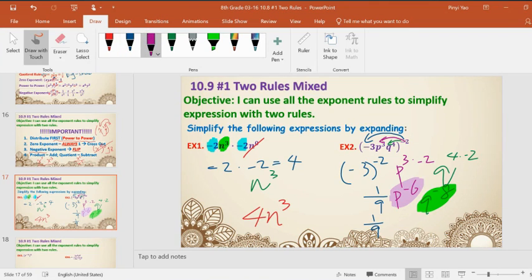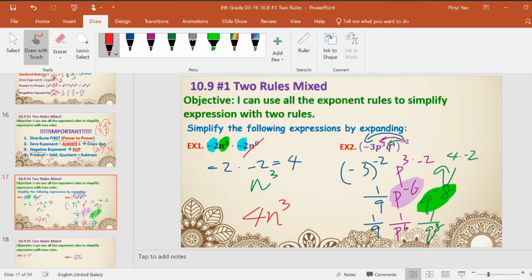When I flip, since it's basically on the top, I just need to move it to the bottom. So 1/p to the 6th power. And the q, same thing. I just need to move it over to the bottom. 1/q to the 8th.